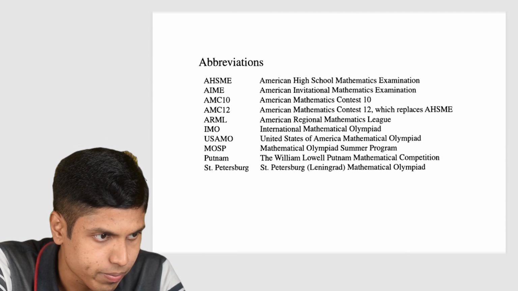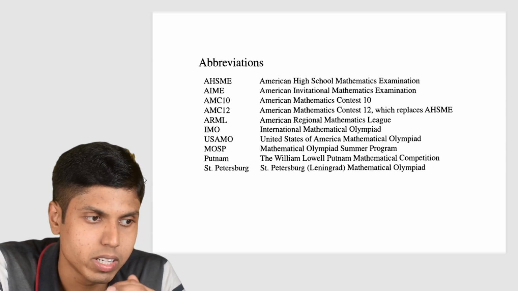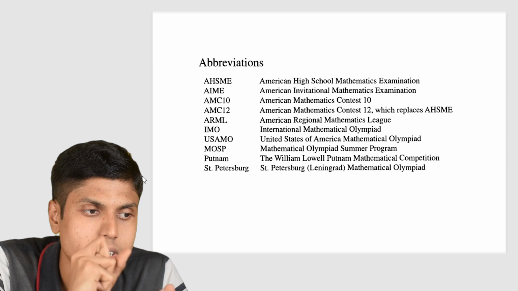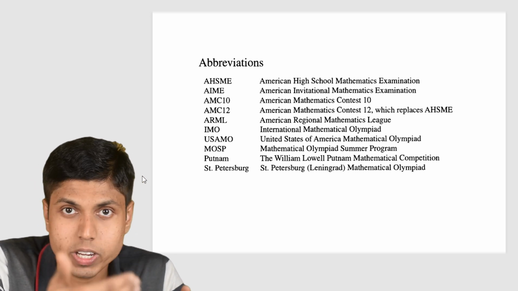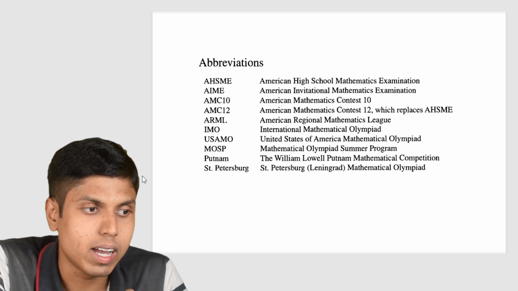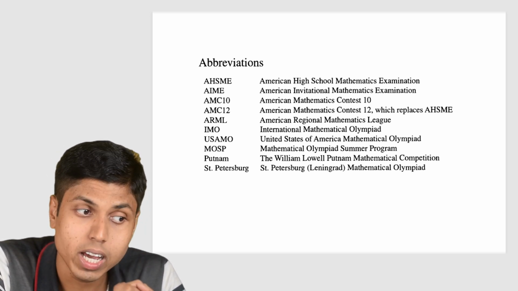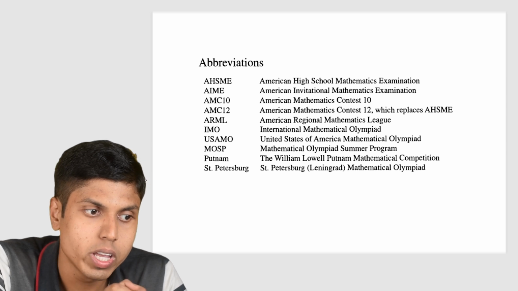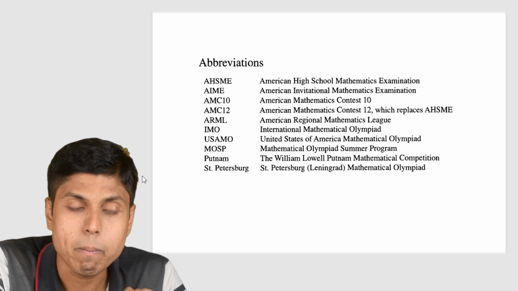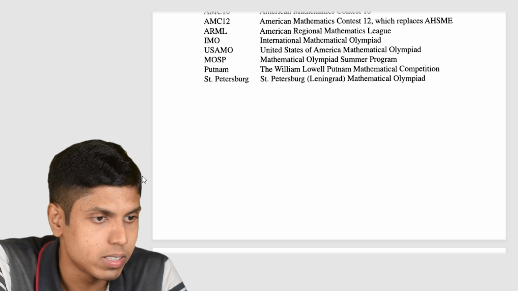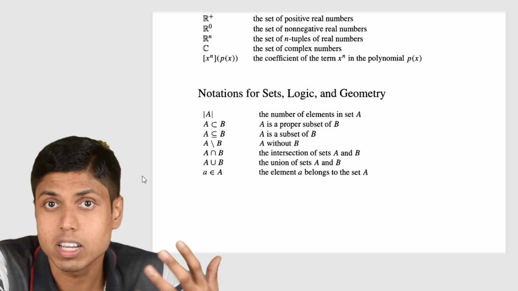So coming to the abbreviations, here you can see all the exams from which the problems are inspired. These problems are used for the USAMO training camp, and they are derived from AHSME and AIME, AMC, ARML, IMO, USAMO, MOSP, Putnam, and the St. Petersburg Math Olympiad. So you can now understand how diverse and eclectic the collection of problems is.